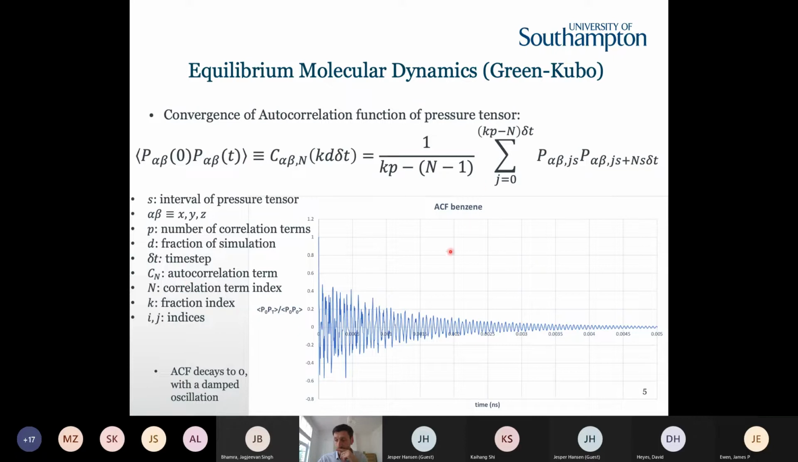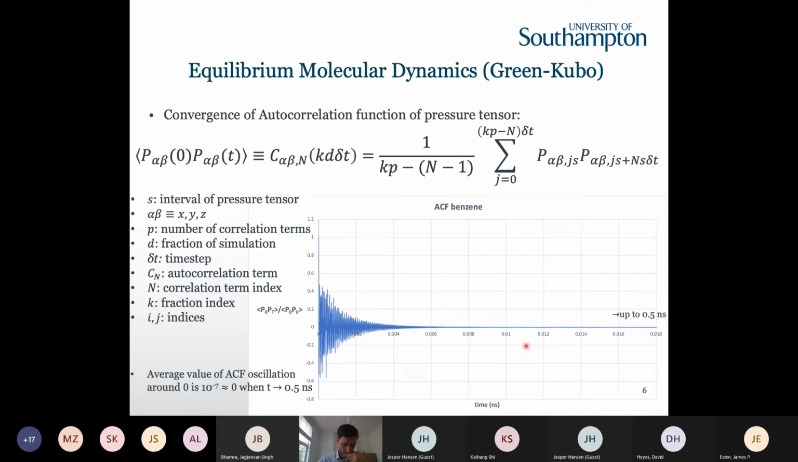As we can see in this example here for benzene, we have a correlation function which decays to 0. And what we want is to calculate and integrate the long tail, which in some cases it's not easy to converge, or it doesn't converge at all, especially at high pressures. And this is what I'll show you later for this method.